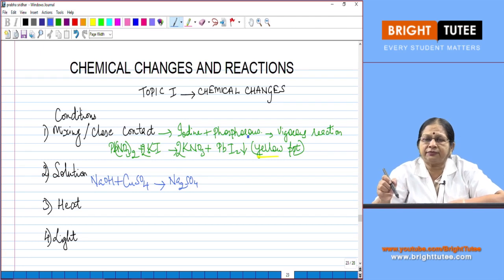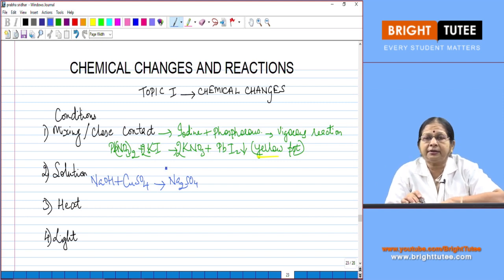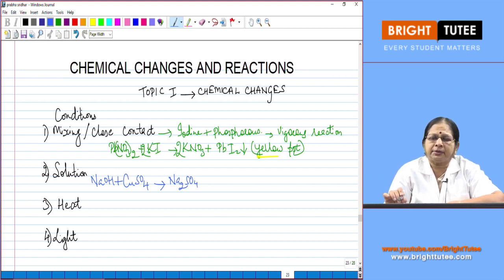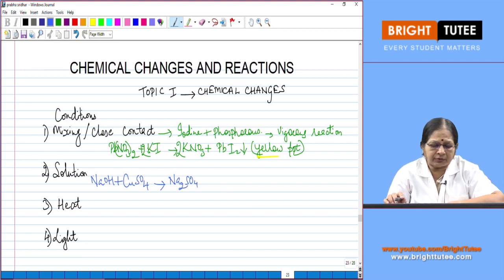Like iodine and phosphorus, the 2 chemicals, if we pick them as an example, they show a vigorous reaction just by close contact, not even heating. Lead nitrate and potassium iodide solutions are both colorless in nature, but when we mix them in close contact, a yellow precipitate, lead iodide, is formed.